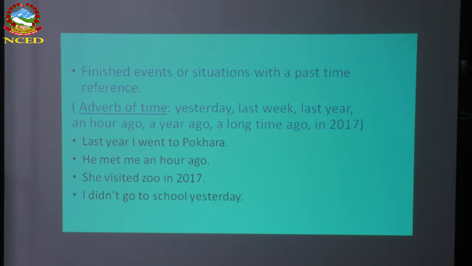Let's go to examples. Last year I went to Pokhara. Last year, adverb of time. He met me an hour ago. An hour ago. She visited you in 2017. In 2017. I didn't go to school yesterday. So, you can see adverbs of time are used there. Okay, let's move to the next slide.